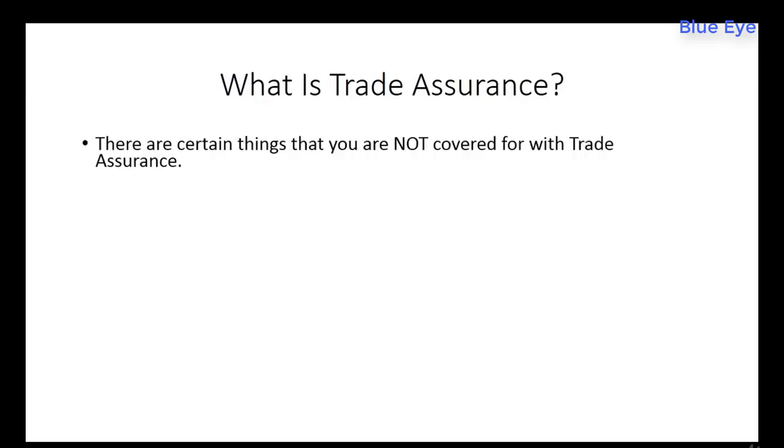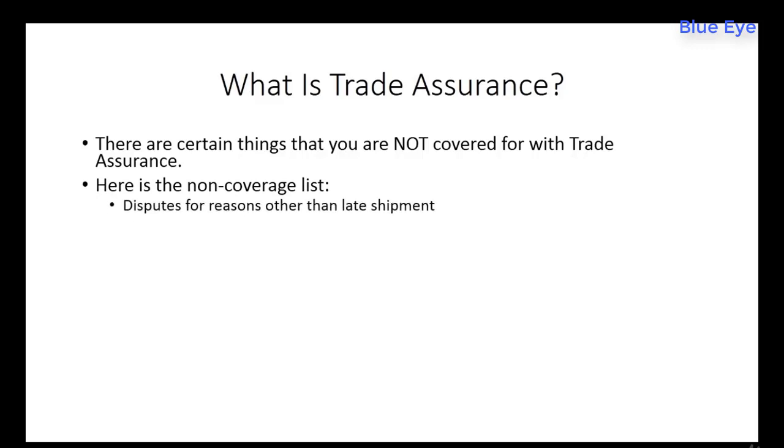Now, it's important to note there are certain things that you are not going to be covered for with the trade assurance program. Now, here's that non-coverage list. First, you're not going to be covered for disputes for reasons other than late shipment. So if you don't necessarily like the way someone interacted with you, or you don't necessarily like something that you got in the package and it wasn't agreed upon, then that's not going to be something that you're going to be covered under using trade assurance.